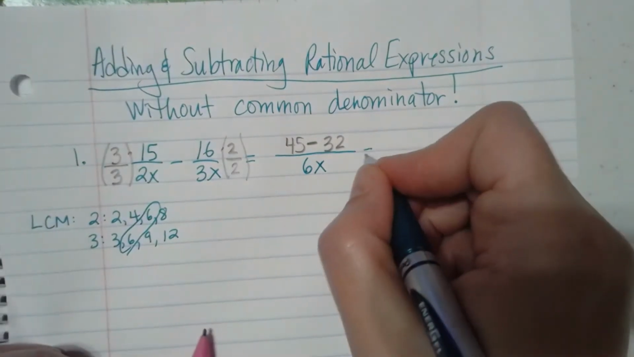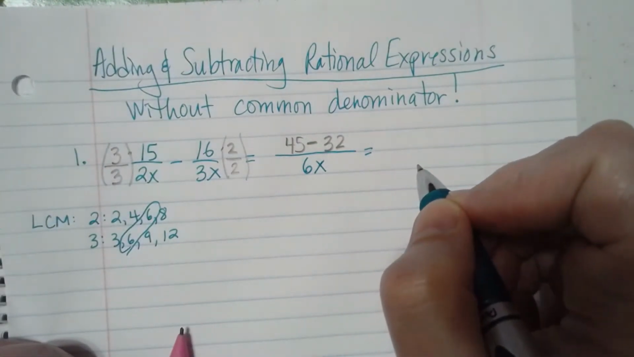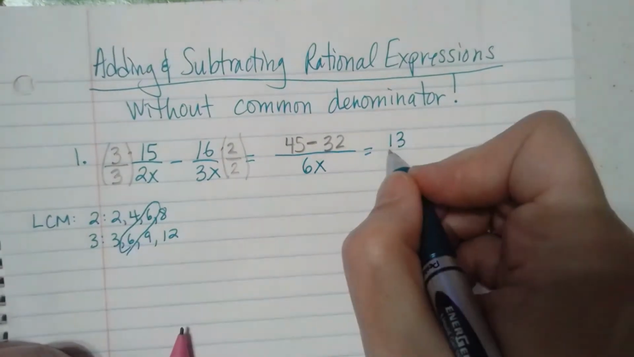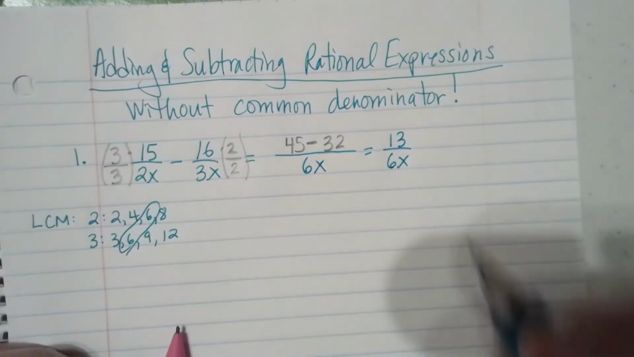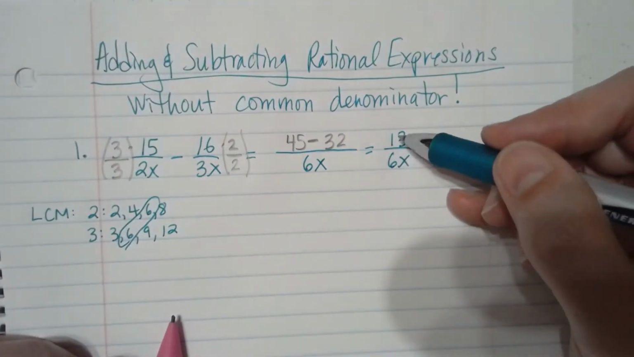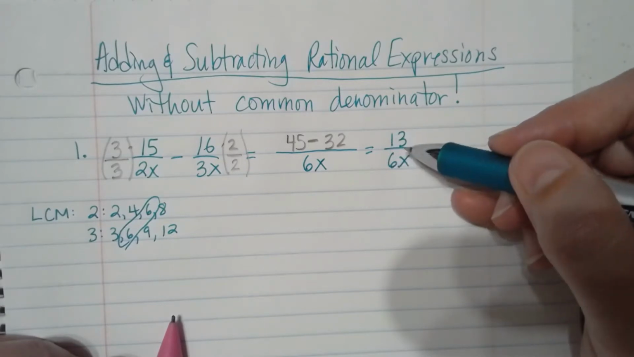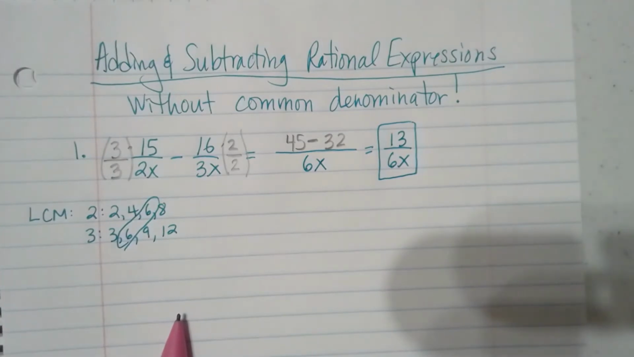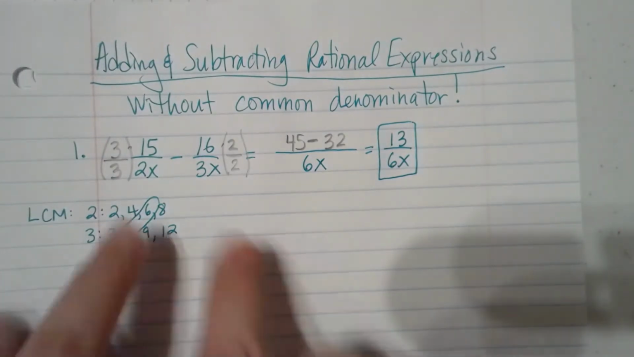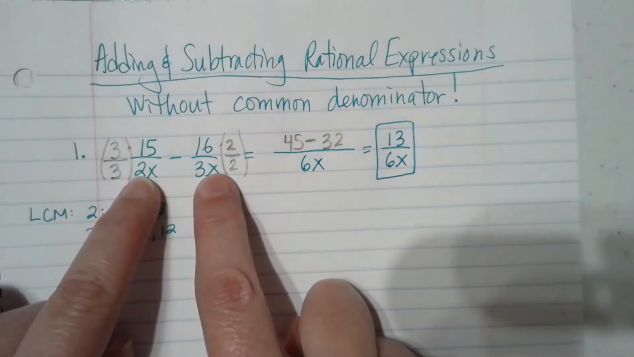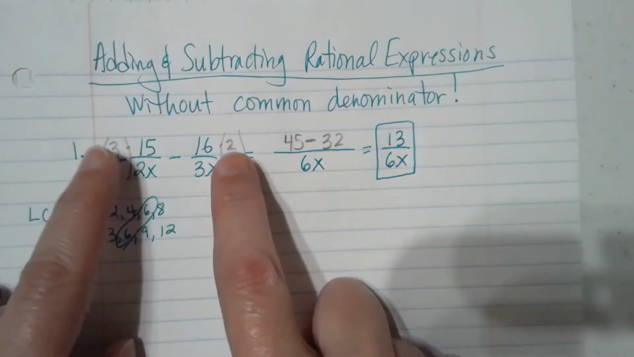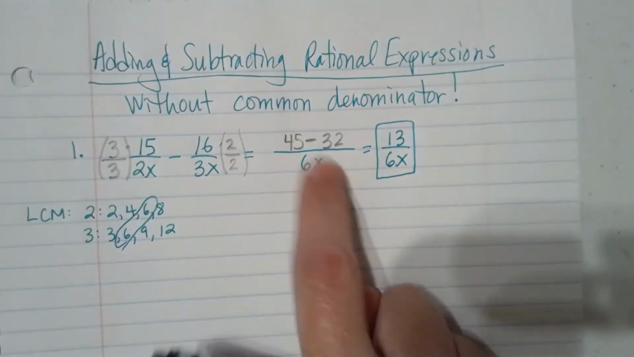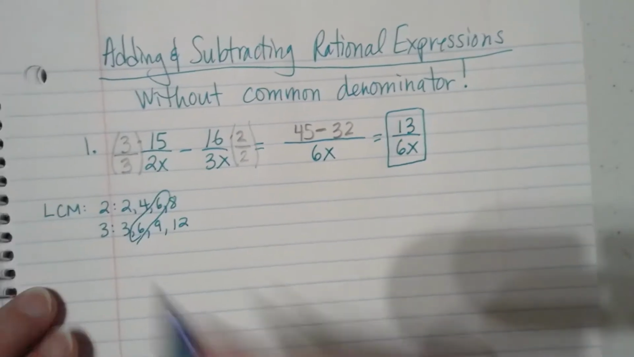45 minus 32 is 13. My brain is fried, y'all. Over 6x. And once I simplify that, I want to look to see if I can reduce it any further. 13 and 6 don't have anything in common, just my x value. So that's it. Again, we're looking for our common denominator. Once we find that common denominator, we multiply both fractions by something to make that common denominator, and then we solve just like we did the other day.